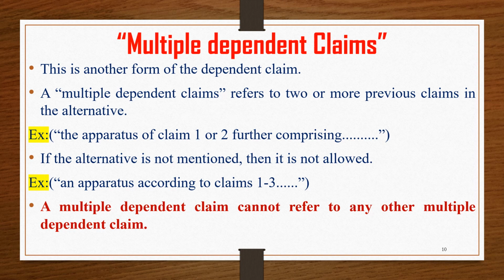Okay, the next point is a multiple dependent claim cannot refer to any other multiple dependent claim. Now, this is an important statement. Please remember it. A multiple dependent claim cannot refer to any other multiple dependent claim. Just remember it. So this way, friends, we have discussed the independent, the dependent and the multiple dependent claims. Fine.